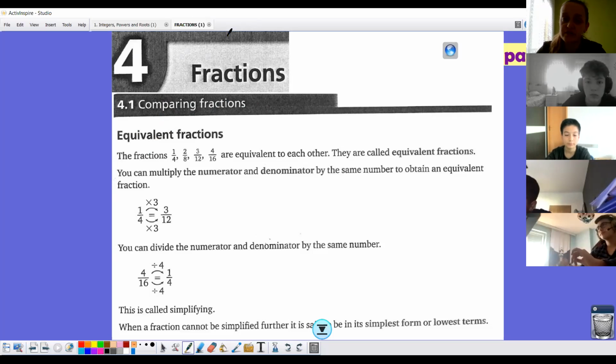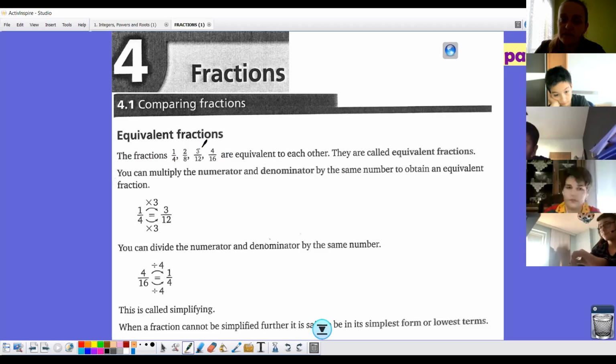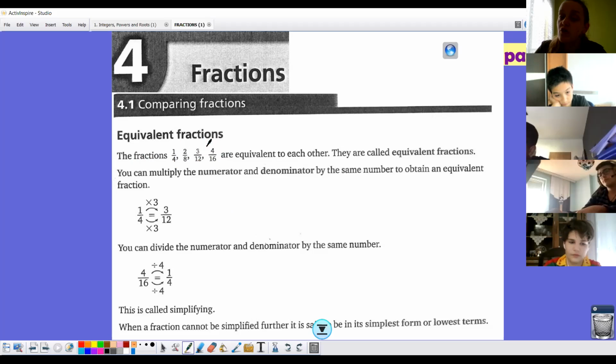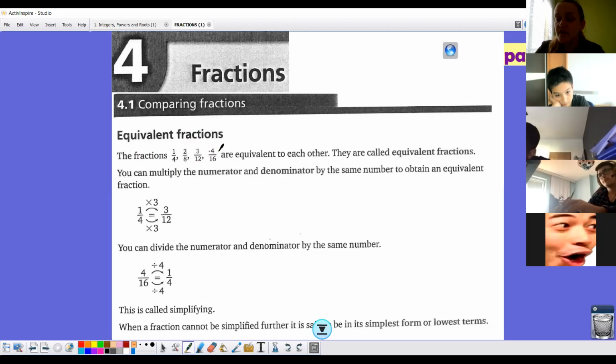and how we do these operations, we'll learn here. We have learned them last year, but we'll repeat them again. Okay. So here, some fractions are given, like 1 over 4, 2 over 8, 3 over 12, 4 over 16. All of them are the same fractions. They are equal to each other. Do you remember how we do it?